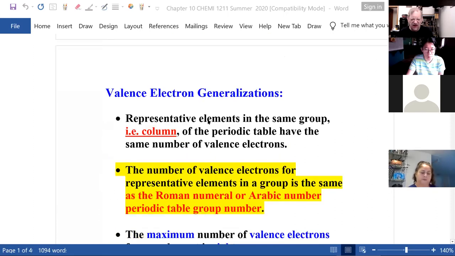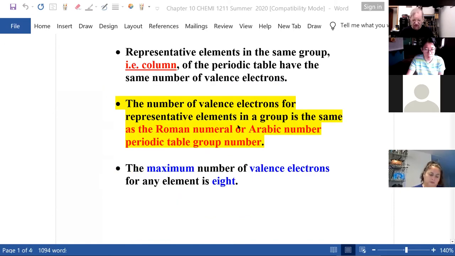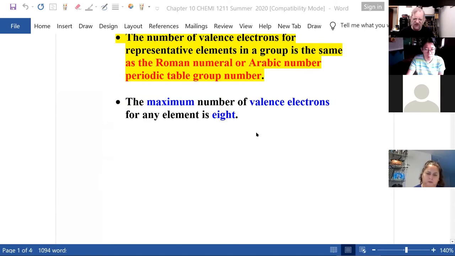Remember, for valence electrons, you see the number at the top of the column of the periodic table that tells you how many. It's in Roman numerals, but since most of you never learned it, I also put the numeric number, also called the Arabic number, on top. And for valence electrons, the maximum is 8.